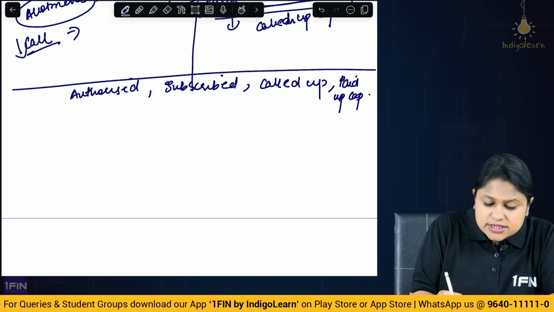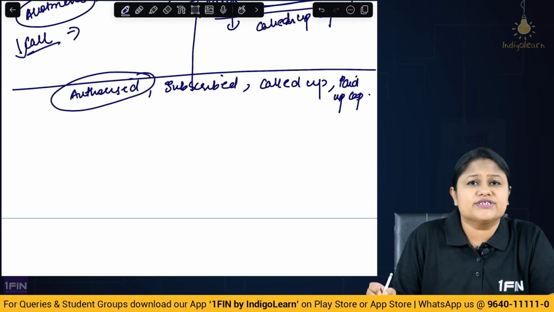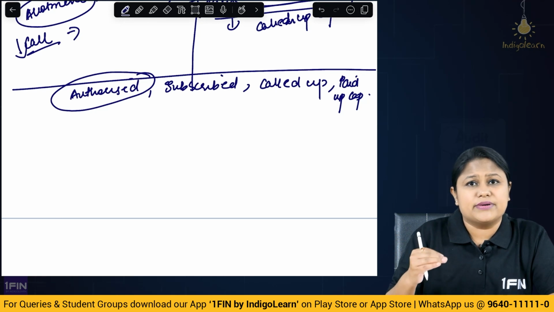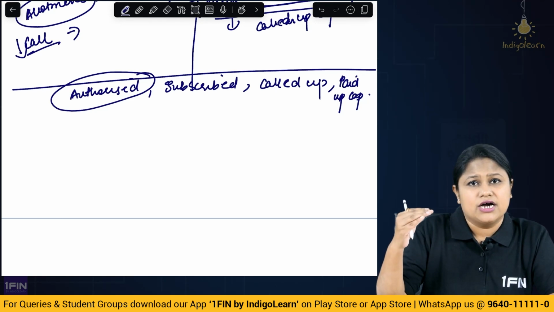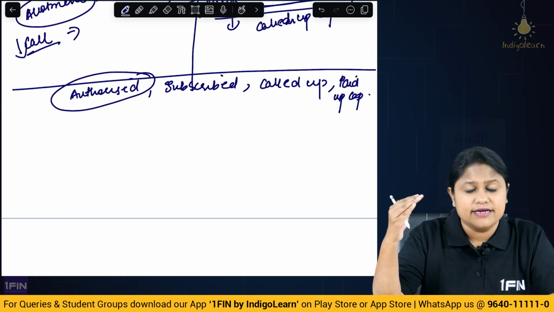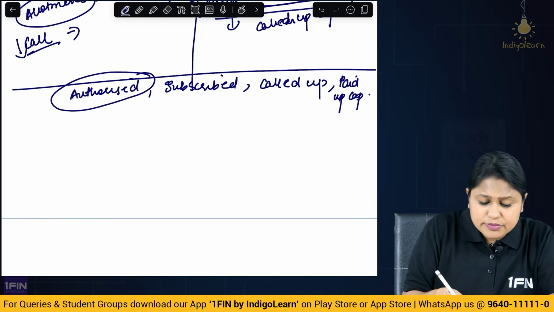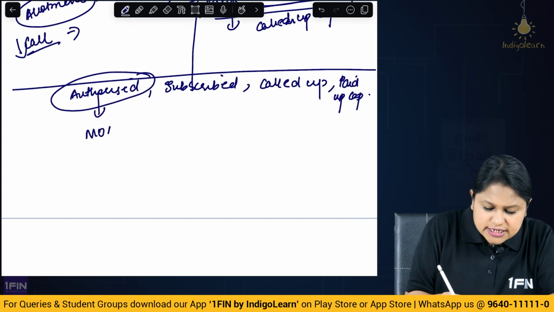Correct? Now authorized capital is the capital which is authorized to the company. It is going to be the maximum capital which the company can raise during the life of the company. So this will be given where? In the memorandum of association.